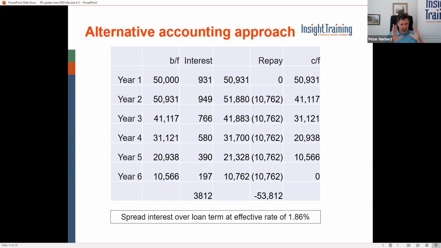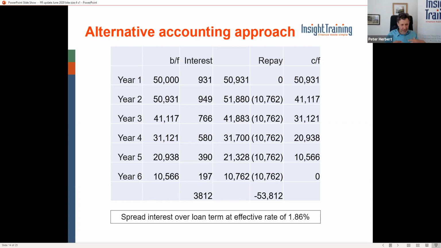And that first slug of interest, therefore, should not in any way, shape or form be charged to the P&L account. What we've effectively got here in reality is what you might call a tripartite agreement between the entity borrowing the money, the bank and the government, whereby the government is contractually liable for that first year of interest. All we're going to therefore do from the entity's point of view is take the remaining interest, the 3,812, and spread that in the P&L over the 6-year term.